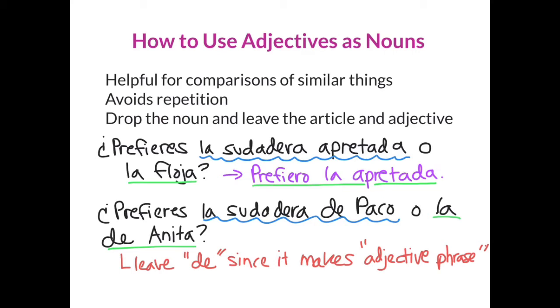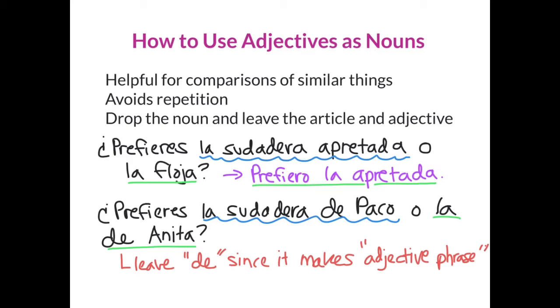It's helpful for answering questions too for that reason. Basically, all there is to this is you take what the normal structure would be, drop the noun, get rid of it, leave the article and adjective in place, and there you go. That's how you use an adjective as a noun. So what do I mean by that?